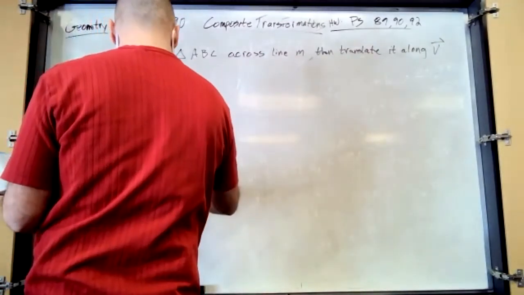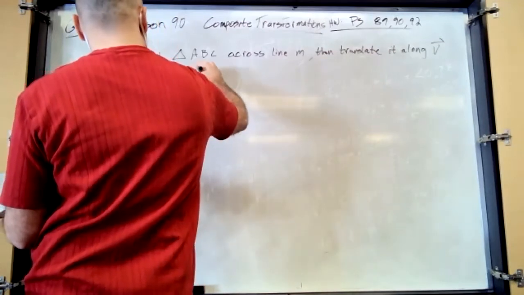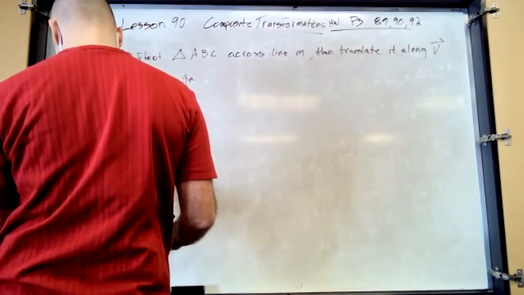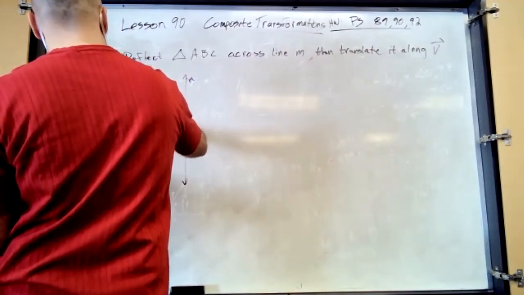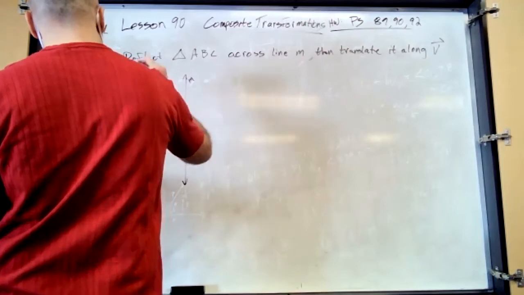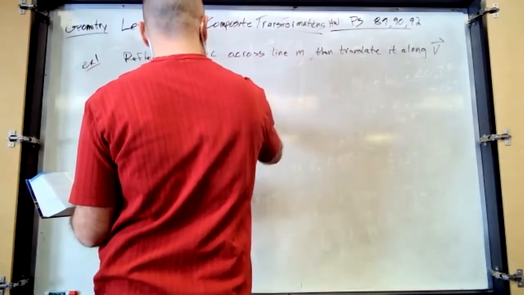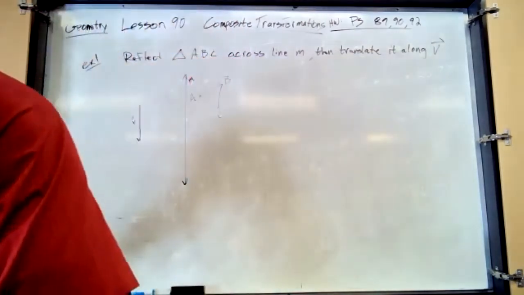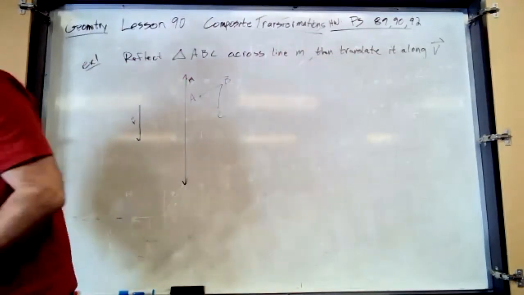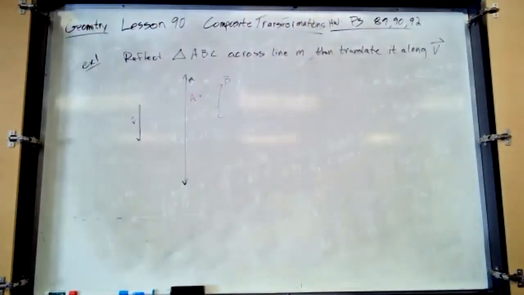Let's just draw, this guy is line M. Here's line M. Here's vector V. Okay. And then here's triangle ABC. Okay, first step, let's reflect triangle ABC across line M.